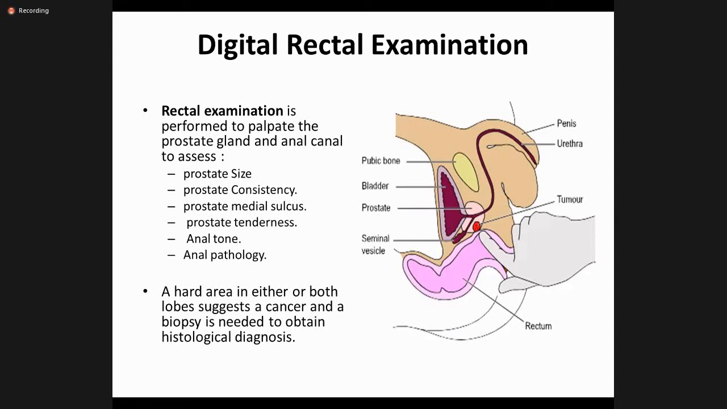These are the things we have to examine in digital rectal examination: prostate size and prostate consistency, whether it is soft, firm, or hard. Whether the prostate median sulcus is palpable or not. If the prostate is large, we cannot palpate the median sulcus. Prostatic tenderness: if tenderness is positive, it means there is a prostatic abscess, and if there is no tenderness, it means there is only a benign enlargement. Anal tone: whether the anal tone is present or not, and whether there is any anal pathology.